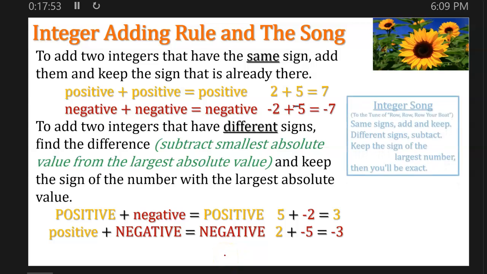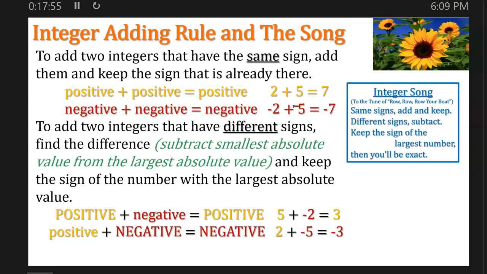Now let's look at the song. The integer song goes like this, and it's to the tune of that old song, Row, Row, Row Your Boat. Okay, so it goes, same signs add and keep, different signs subtract. Keep the sign of the larger number, then you'll be exact, okay? Sometimes they say keep the sign of the bigger number, then you'll be exact.